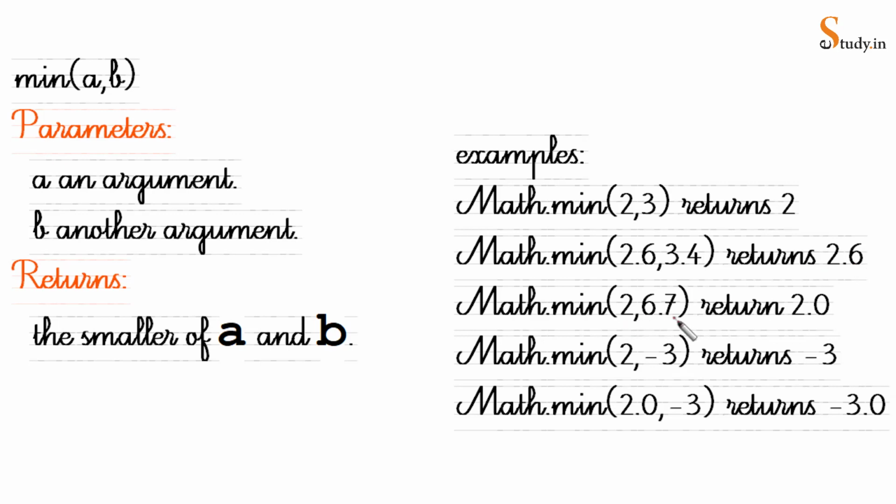Now here we have mixed data types. So here we have 2 and 6.7, and 2 is the minimum value, or the smaller value, but the entire expression is promoted to double, so it will return 2.0. Now if you see this example here, we have a positive number and we have a negative number. So 2 and minus 3. So minus 3 obviously is a smaller number than 2, so it will return minus 3. Now if you see this last example here, we have 2.0 and minus 3. So again, in this case, minus 3 is a smaller number, but since the data types are mixed, it will promote it to double and will return minus 3.0. Okay, so let us try this out.